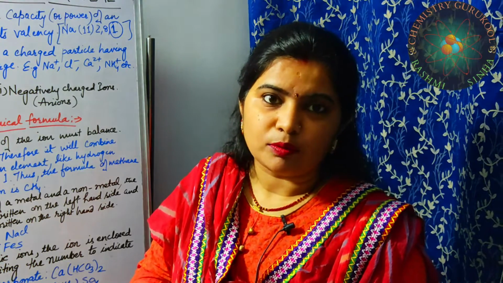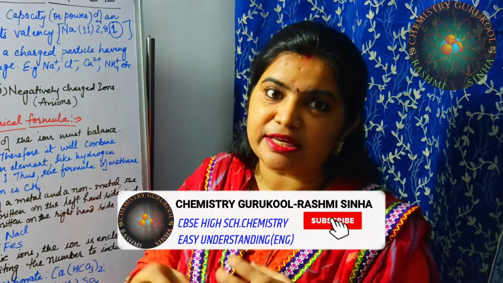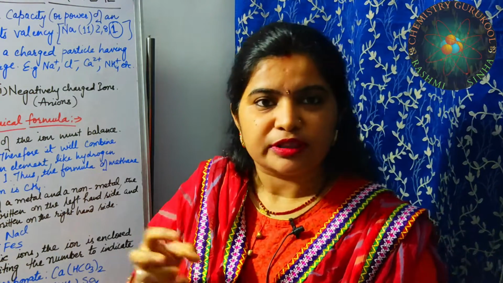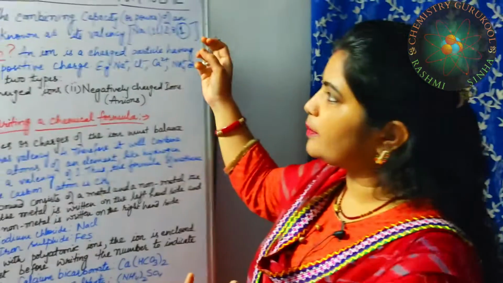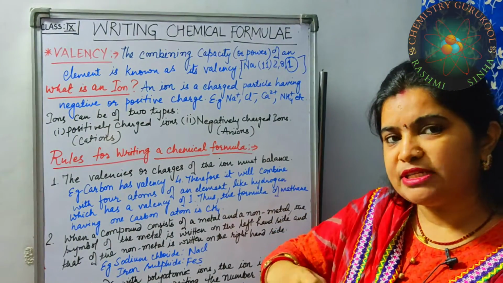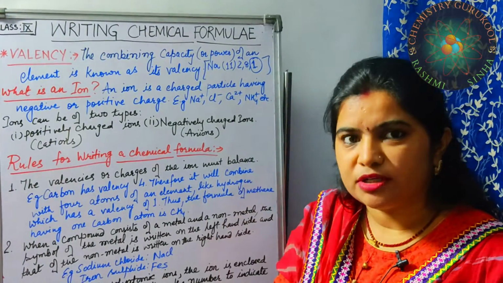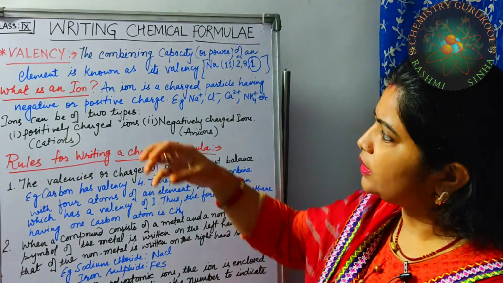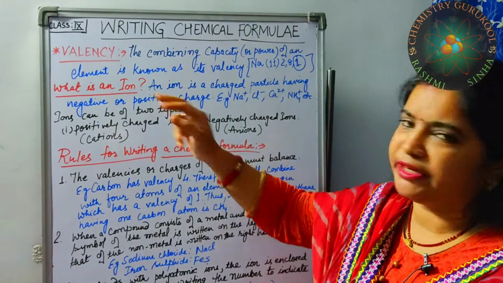So that's how this concept has to be made clear when we are writing a chemical formula, and for that we require valency. Now valency is the combining capacity, meaning how many electrons one element can give or take to make a bond.